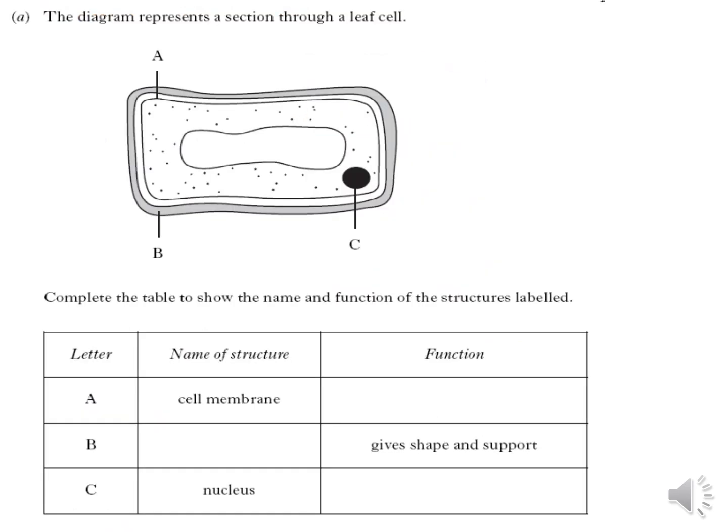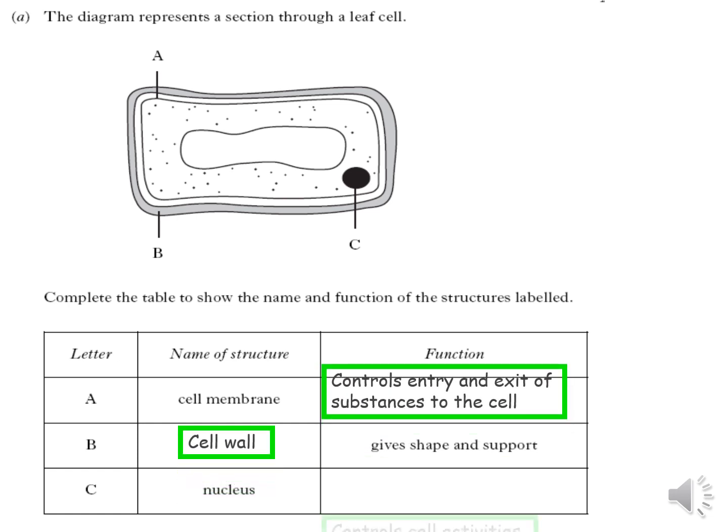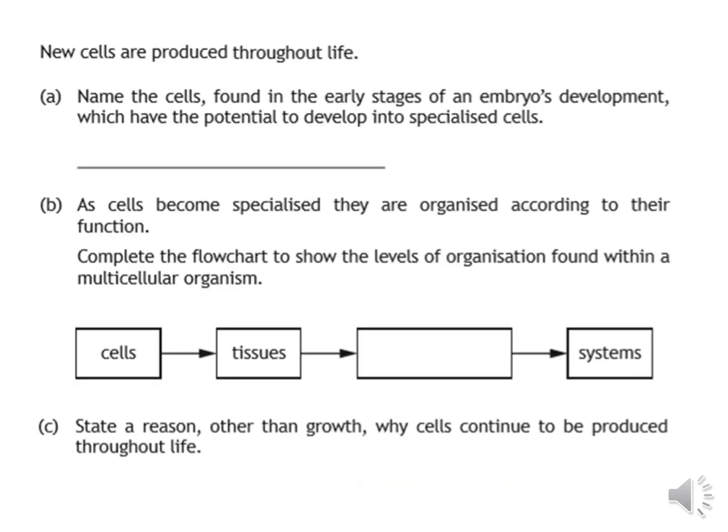Right, so A is the cell membrane. What's its job? To control what enters and exits the cell. Well done. What gives shape and support? The cell wall. And what does the nucleus do? Controls the cell's activities. So when you go into class, you should be very confident in answering these questions.